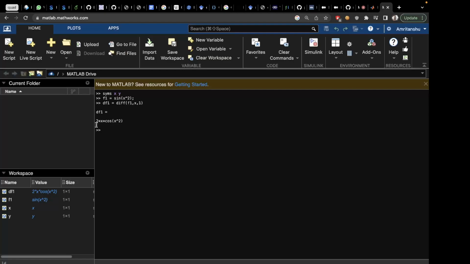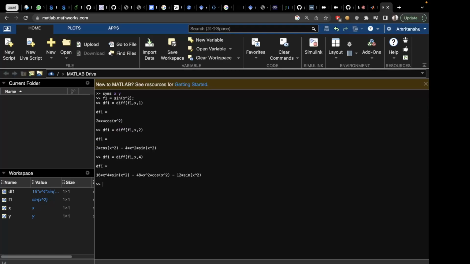and you would see 2x cos x square, and by inspection you can verify that this is correct. The differentiation of sine x square with respect to x is 2x cos x square. Similarly you can compute, let's say, the second order differential. You can try this out and you would see that this is correct. In fact, obviously you can compute any order of differentials, right? So very useful.